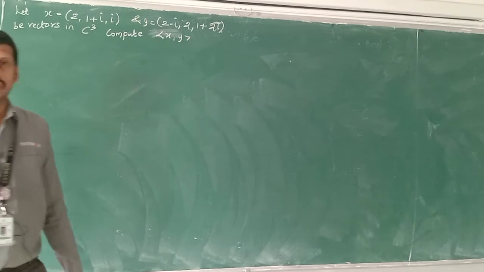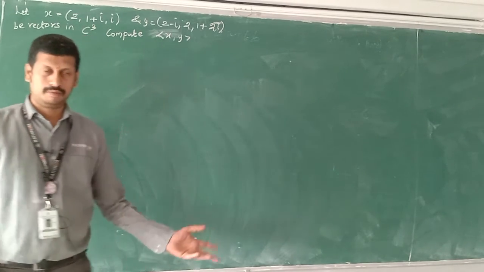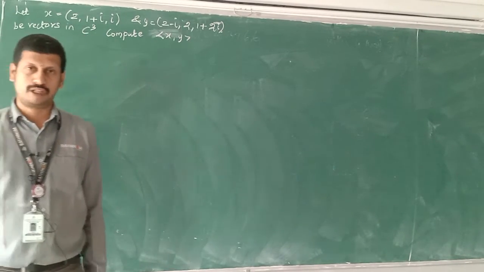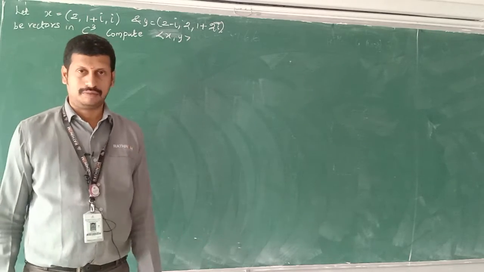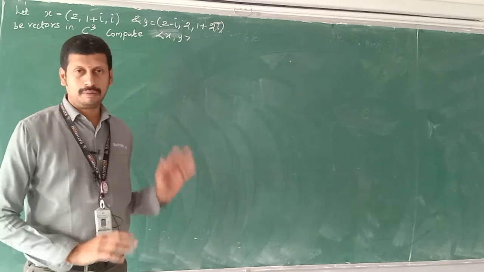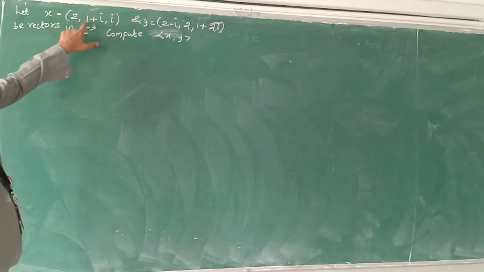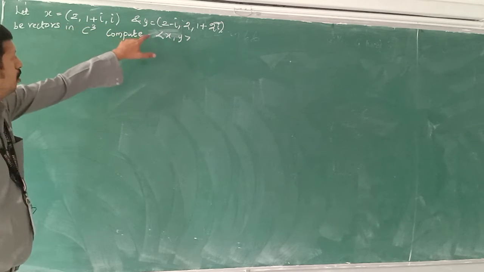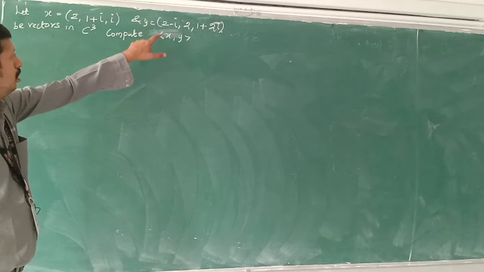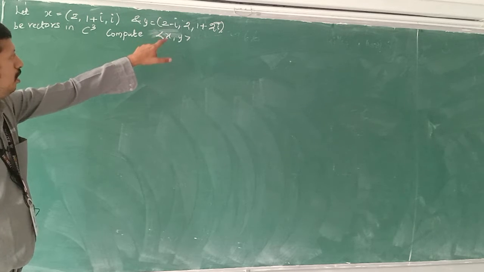Hi students. As we discussed in the previous class, we covered inner product spaces and their theorem, so we can solve the problem using this. Now let x be (2, 1 plus i, i) and y be (2 minus i, 2, 1 plus 2i).